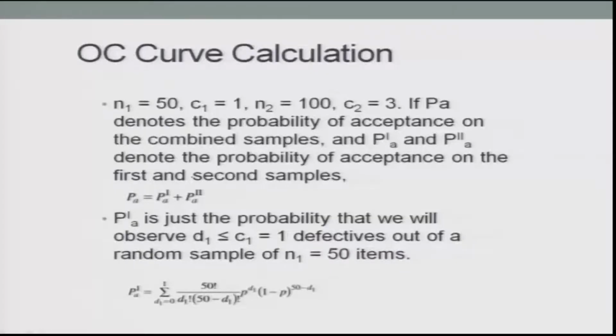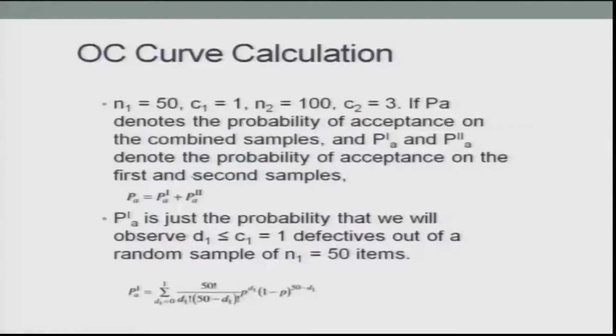I should be using the word prefix of 1 and 2 rather than suffix, sorry for that. So, P1A is just the probability that you will observe D1 less than or equal to C1. Because in the first lot when you pick up, you have already specified that C1 should be the number of defects, but if D1 is less than or equal to C1, obviously you will accept that lot. So, out of a sample of 50 observations, given by n1, you find the probabilities, and then sum them. D1 can be either 0 or 1; if C1 is 2, the D1 values can be 0, 1, 2. So, obviously you have to add them accordingly.